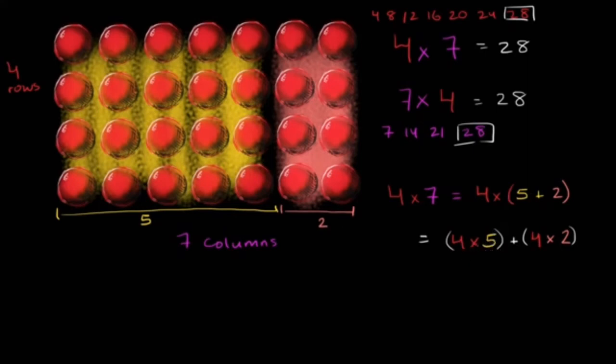And so you might say, oh, I know what 4 times 5 is. 4 times 5 is 20. 4 times 2 is 8. 20 plus 8 is 28. And you might say, okay, Sal, I get it. 4 times 7 is 28, which is the same thing as 4 times 5 plus 2. And then I see that that's the same thing as 4 times 5 plus 4 times 2. And actually, this is called the distributive property, that 4 times 5 plus 2 is the same thing as 4 times 5 plus 4 times 2.